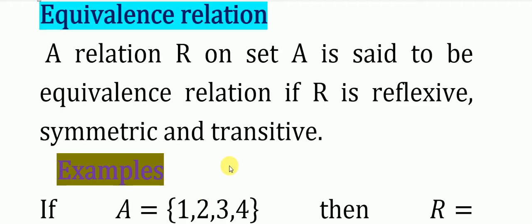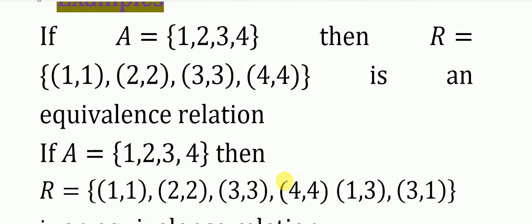Now we will define what an equivalence relation is. A relation R on the set A is said to be an equivalence relation if R is reflexive, symmetric and transitive. That is, if the relation is reflexive, symmetric and transitive, then we say that the relation is an equivalence relation. So we will see an example here.